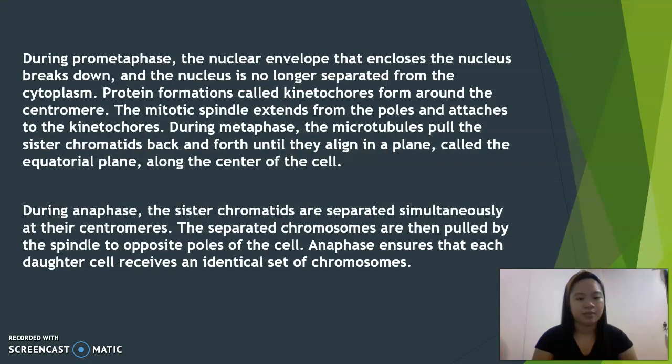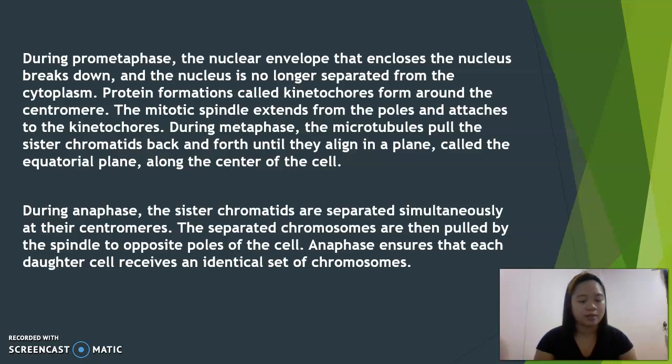During prometaphase, the nuclear envelope that encloses the nucleus breaks down, and the nucleus is no longer separated from the cytoplasm. Protein formations called kinetochores form around the centromere. The mitotic spindle extends from the poles and attaches to the kinetochores. During metaphase, the microtubules pull the sister chromatids back and forth until they align in the plane, called the equatorial plane, along the center of the cell.